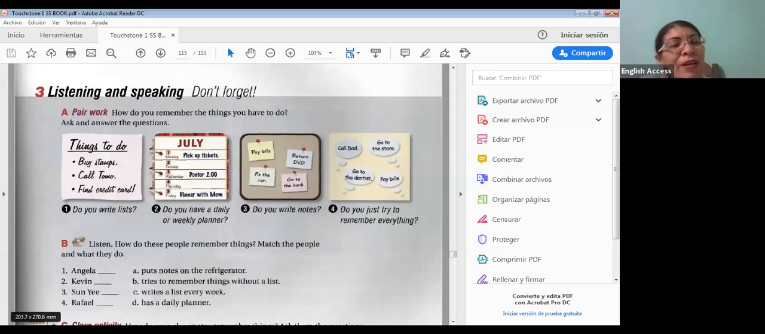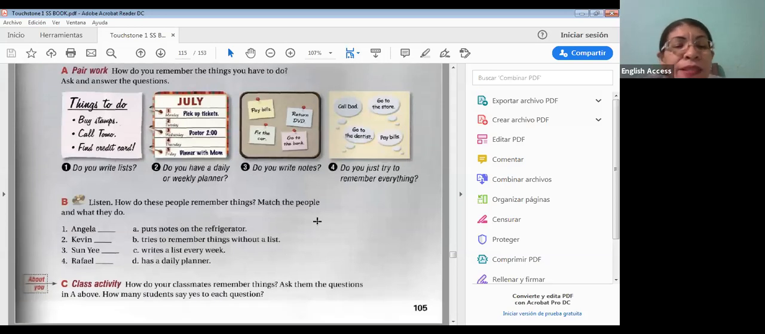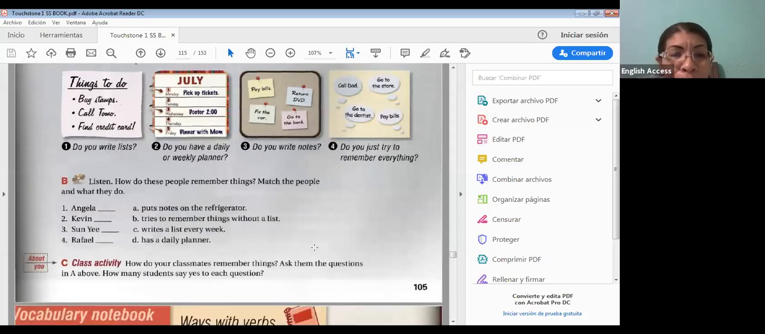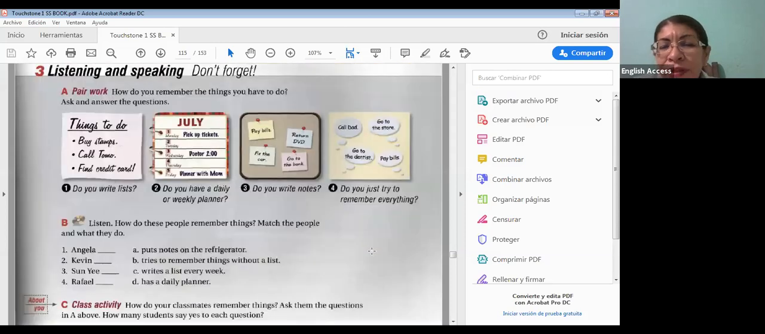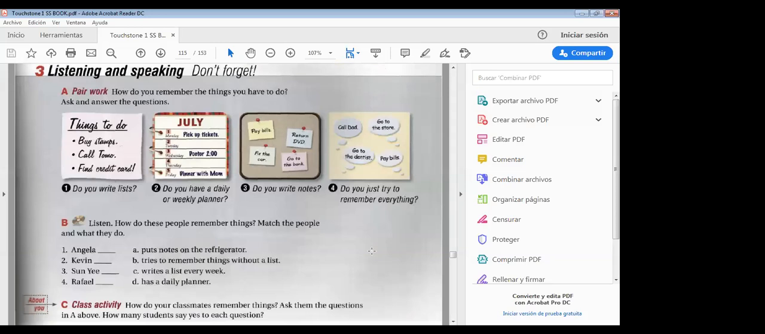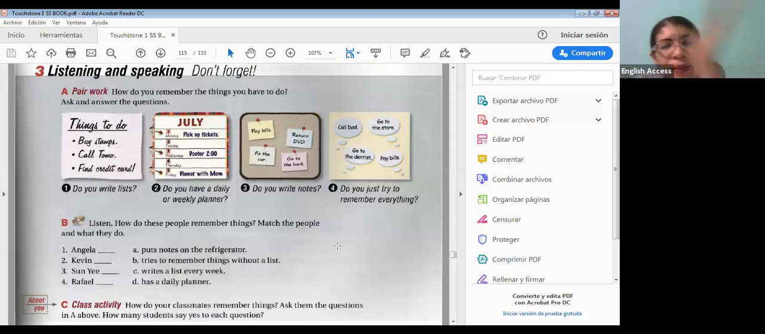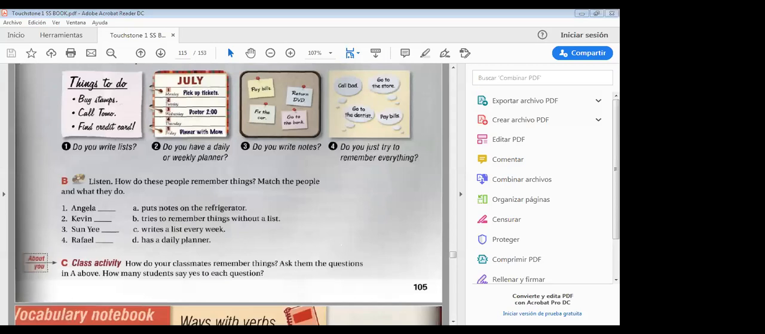Okay, well now we're going to continue with the listening. It says, listen, how do these people remember things? Match the people with what they do. So you are going to listen to Angela, Kevin, Sonji, and Rafael. The options are puts notes on the refrigerator, tries to remember things without a list, writes a list every week, and has a daily plan. So I'm going to play the audio. Remember, the audios are kind of low, so try to put on your earphones, okay, Luis? Listen carefully and match the person with the activity. Let me look for the audio.